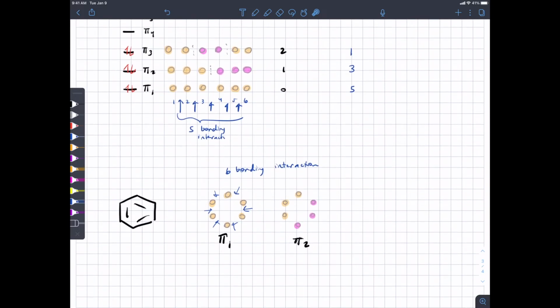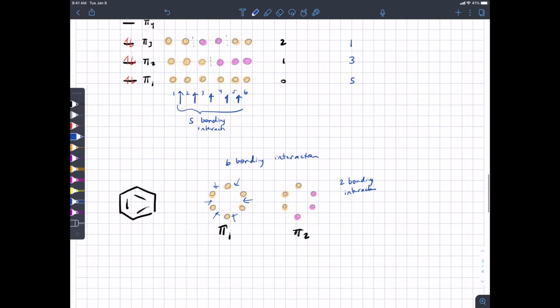Is there one less bonding interaction in the pi 2 orbital? Let's see. 1, 2, 3, 4. Yeah. That's interesting. Let's see. 1, 2, 3, 4, but minus 2. So there's only 2 net bonding interactions here. Okay.